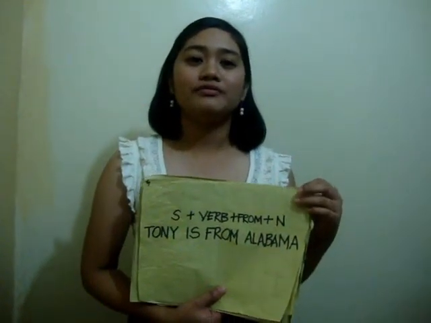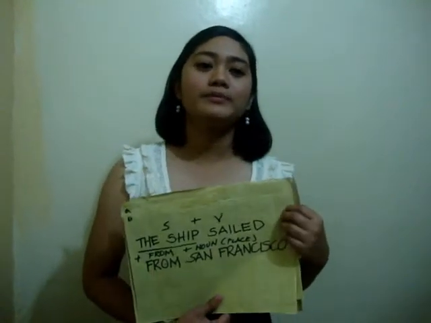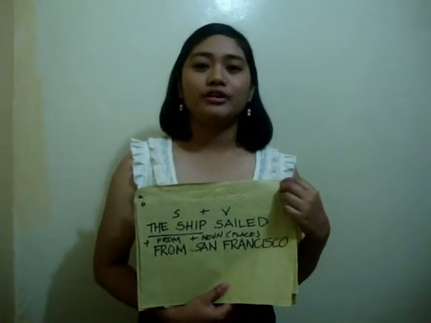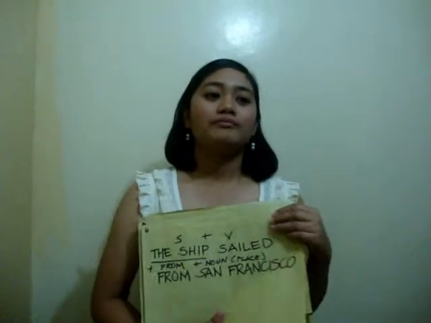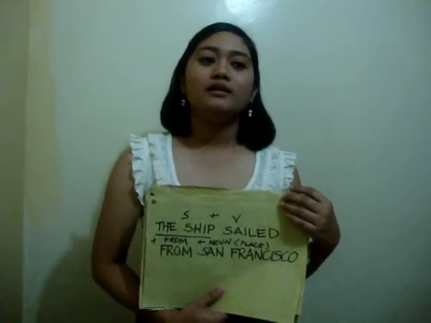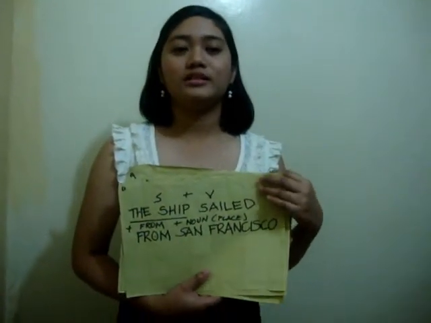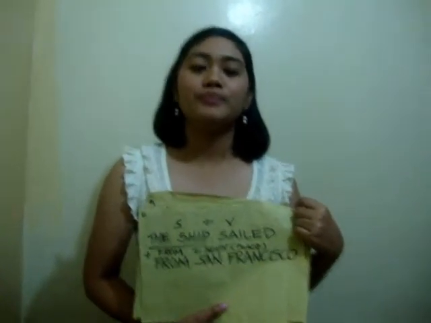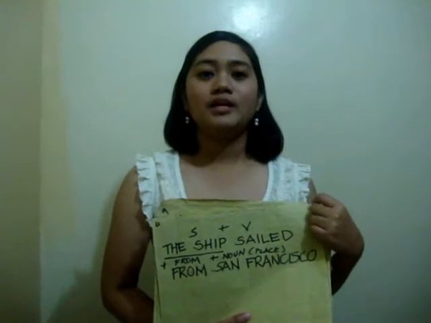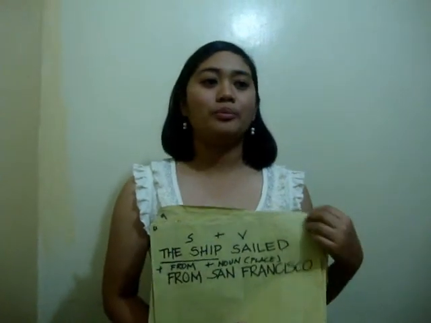Another meaning of the word from is that it indicates a point of departure. The sample structure of the sentence would be verb plus from plus noun. The noun refers to a place. The example would be, the ship sailed from San Francisco. The ship is the subject, sailed is the verb, plus from, plus the noun, which is San Francisco.